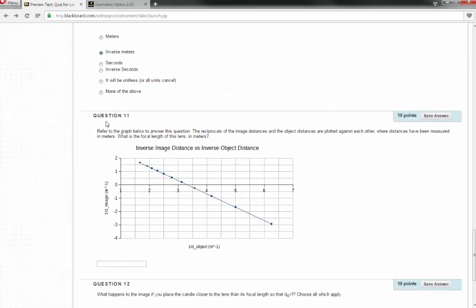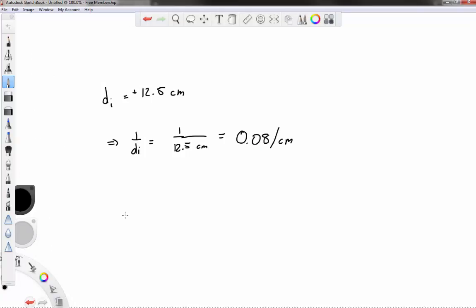So now it says refer to this graph. What is the focal length of this lens in meters? So looking at this graph, it appears to me that this line seems to have an x-intercept of 3 and maybe a third or 3 1/4, somewhere in there. This is 3, this is 4, this must be 3.5. This looks like it's a little closer to here than it is to here. So let's call it an intercept of 3.3.